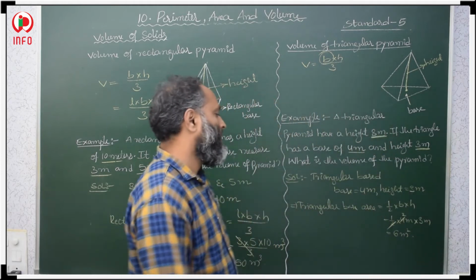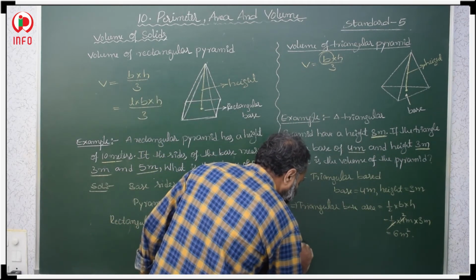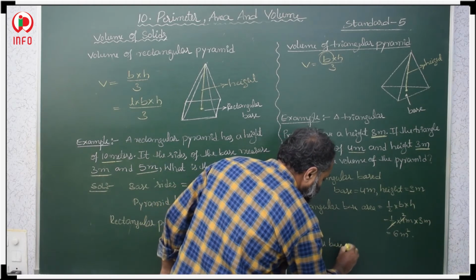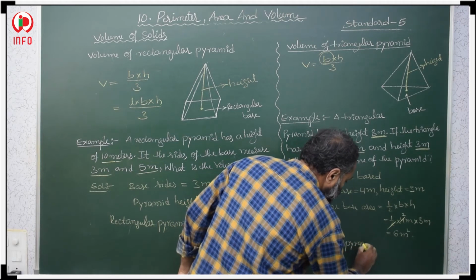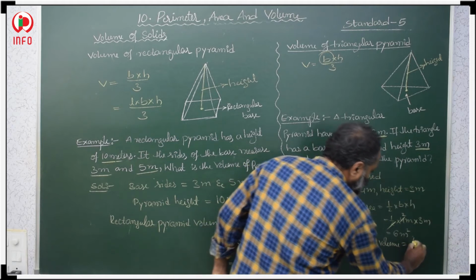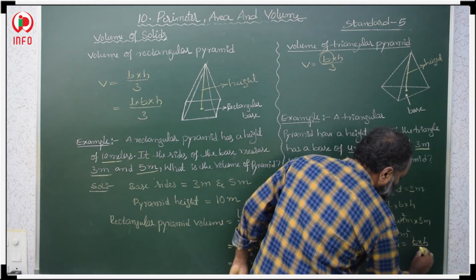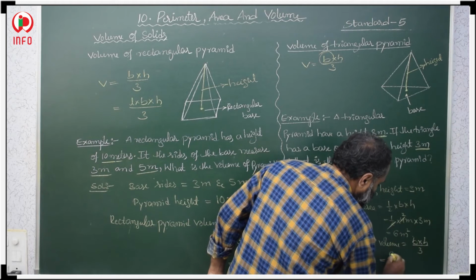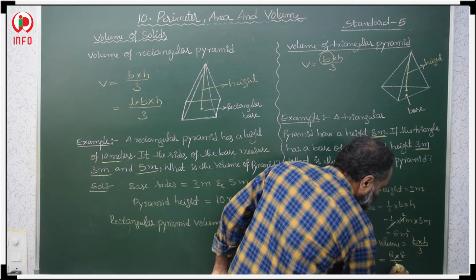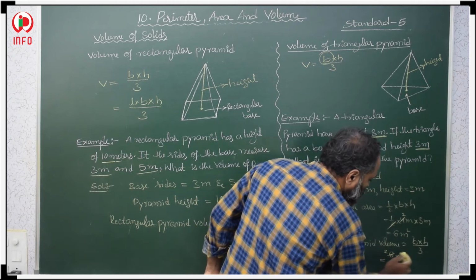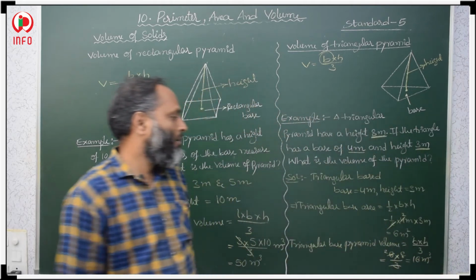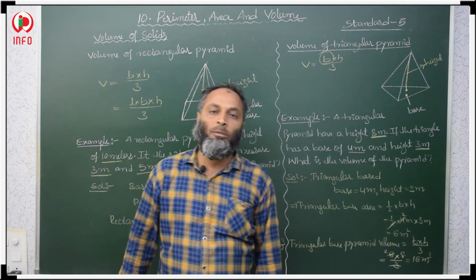This is the base area. Now the triangular base pyramid volume is base into height by 3. What is the base area? 6. What is the height here? Height is 8, by 3. 3 ones are 3, 2 eights are 16 meter cube. So volume is in meter cube. Okay, volume is in meter cube.